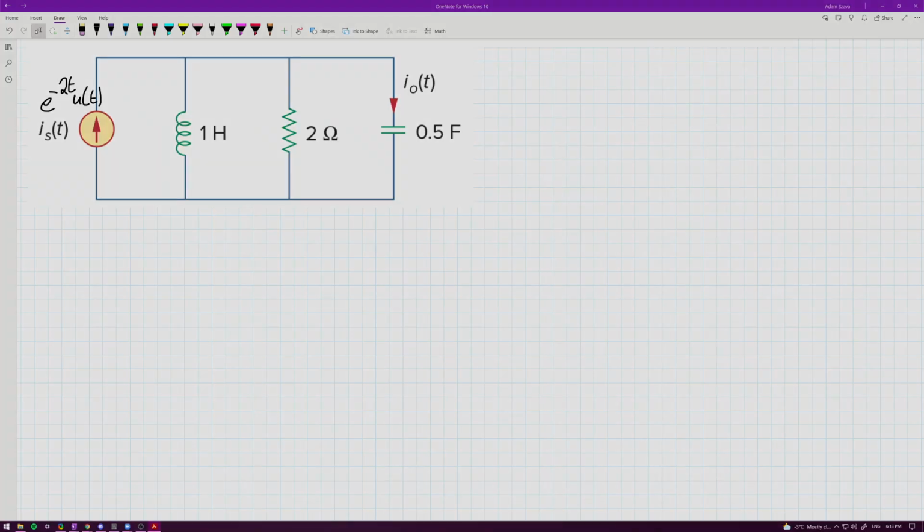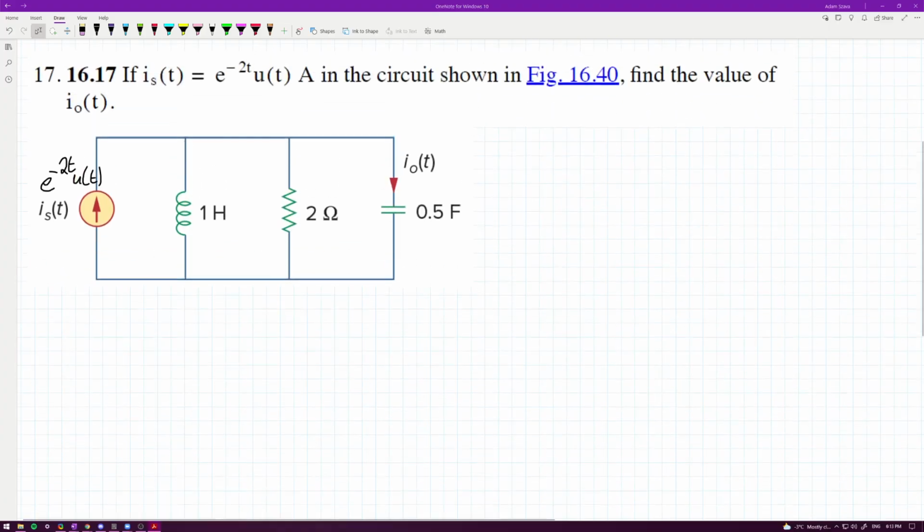You have a choice of how you do it. You can do it either as a voltage source in series or a current source in parallel. It might be worth trying it with a current source in this case, because we have a current source there, which would be an interesting one.